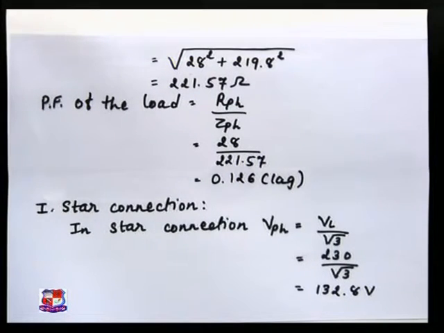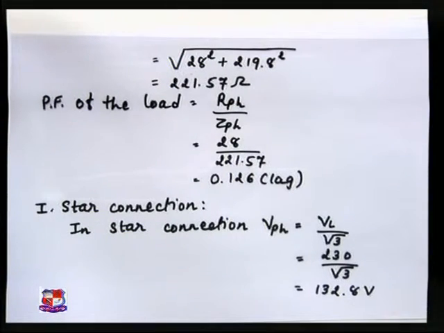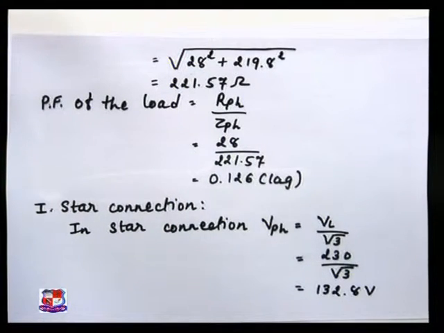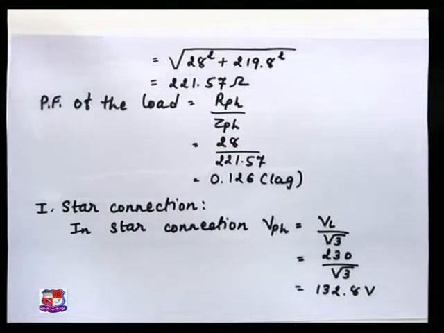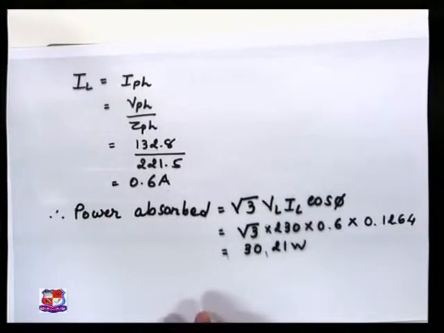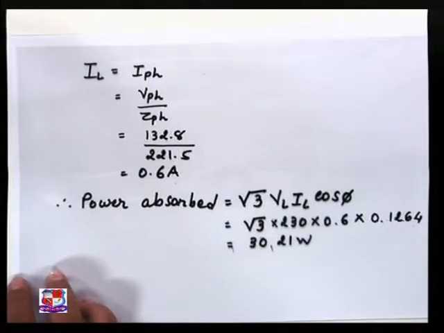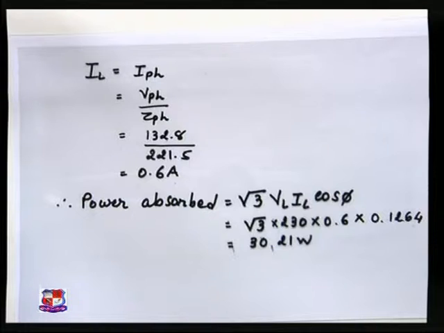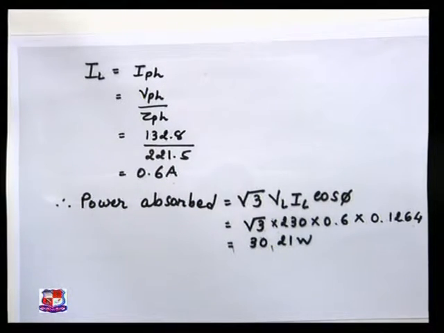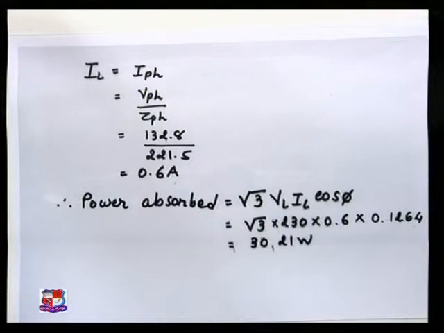Now in the same way you can find the values for star connection. In star connection, phase voltage is equal to VL divided by root 3, so it is equal to 132.8 volt. This is about voltage. Now if you have to find the current for a star connection, as we know in star connection line current and phase current are both the same, so use this relation: IL is equal to I phase, which is equal to V phase divided by Z phase. Put the values and your answer for the current is 0.6 ampere.